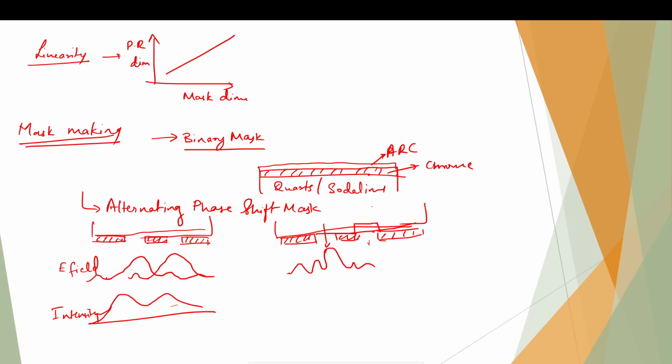So the electric field profile for the light coming from here will look something like this, and for the light coming from here will look something like this, it goes down, because of the pi phase shift. So now what will happen is, it is going to 0 in the middle region. So the intensity, when we see, it will go to 0 in the middle region. So intensity is nothing but E square, right? So it will be something like this. So that's the basic understanding of an alternating phase shift mask.